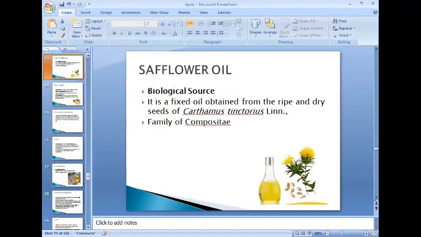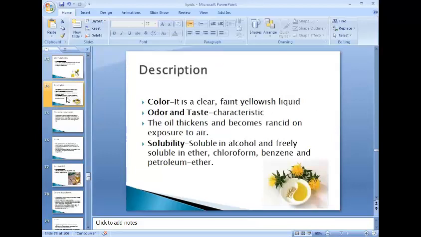Safflower oil is obtained from the ripe and dry seed of Carthamus tinctorius of family Compositae. The oil is clear, faint, yellowish, and has characteristic taste and odor. This oil thickens and turns rancid on exposure to air. As far as the solubility is concerned, it is soluble in alcohol and freely soluble in ether, chloroform, benzene, and petroleum ether.